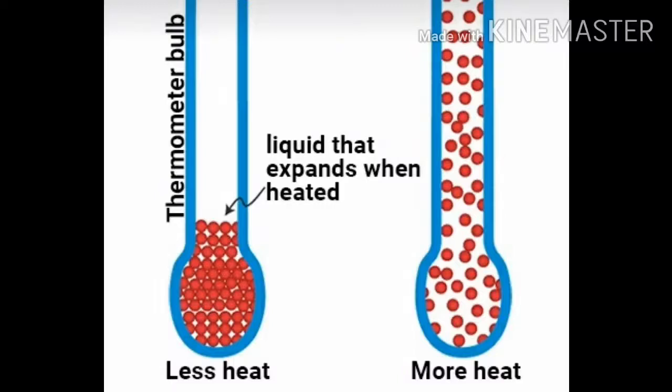Mercury expands when heated and rises in the glass tube. See this picture, a liquid that expands when heated. Liquid means what? Yes, here liquid means mercury. Mercury is the only metal in liquid state at room temperature. In the thermometer, mercury is present inside the glass bulb. When mercury gets heat, it expands inside the thin, narrow tube.